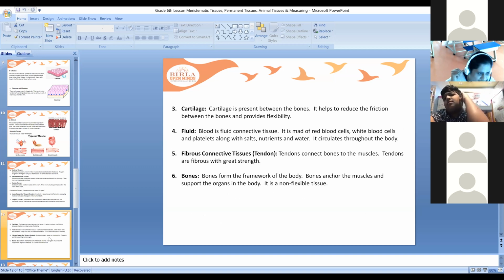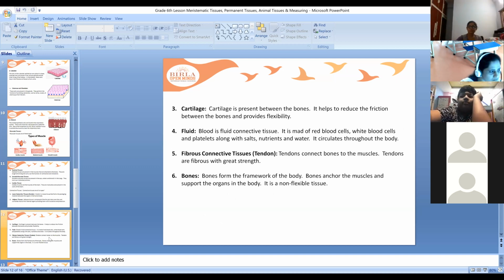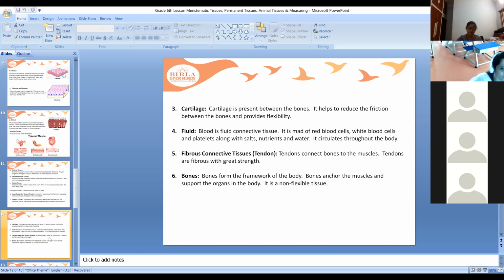Just touch the upper part and even touch your nose. Do you have a bone in your nose? Yes, but it is very flexible. You are able to move your nose, isn't it? You're able to move your ears also. So the bone which is present in these parts, and even in other parts also, is called cartilage. Cartilage is present between the bones. It helps to reduce the friction between the bones and provides flexibility.